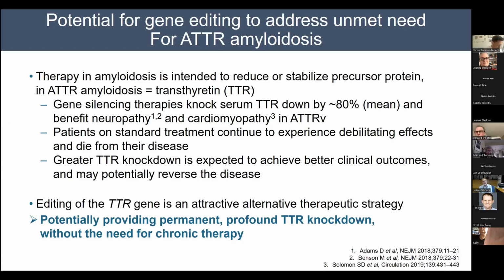However, some patients, particularly those with advanced disease, continue to experience debilitating effects and die from their disease. Furthermore, gene silencing therapies require chronic and lifelong administration. On the basis of all types of amyloidosis treated so far, as I've explained, one would expect greater TTR knockdown to facilitate clinically meaningful symptomatic improvements accompanied by better clinical outcomes. So editing of the TTR gene, which has the potential to provide permanent and profound TTR knockdown after a single infusion, is a particularly attractive treatment strategy.